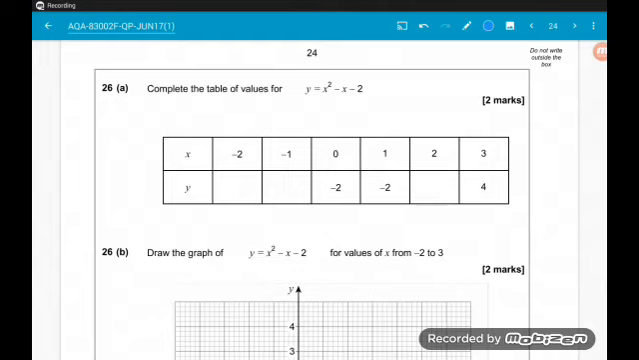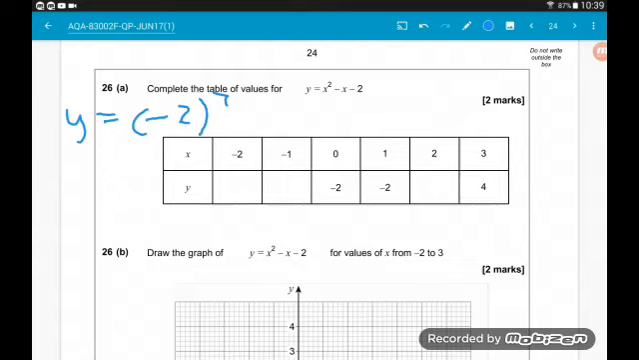Okay, question 26. So we've got a quadratic with a coordinate table with some missing values that we need to find and then plot the graph. So, first of all then, we need to find the value of y when x is minus 2. So, when x is minus 2, y will be minus 2 squared.